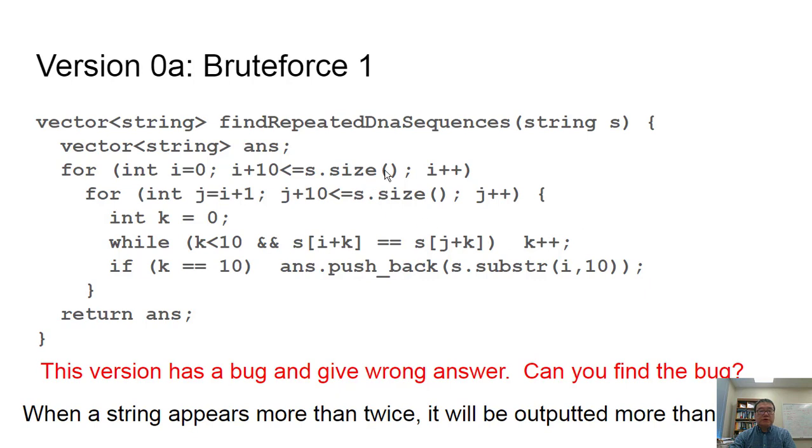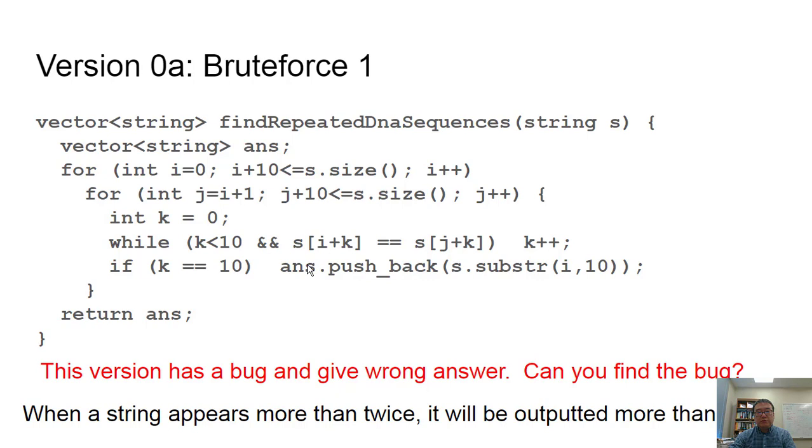When a string appears more than twice, this will output it more than once. In fact, I think if a string appears k times, it will find it k choose 2 times. Yes, it will find it k choose 2 times. So how do we fix it?